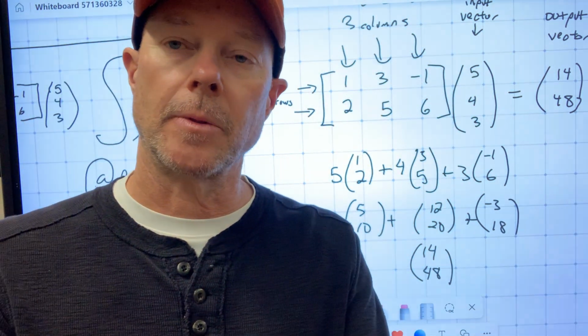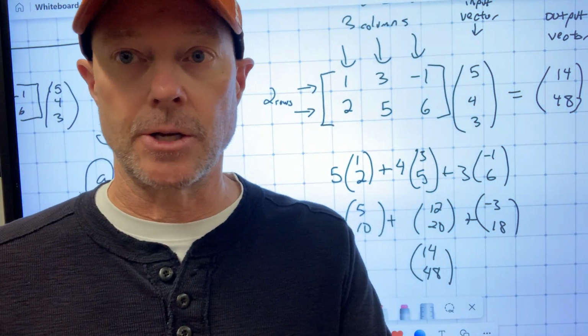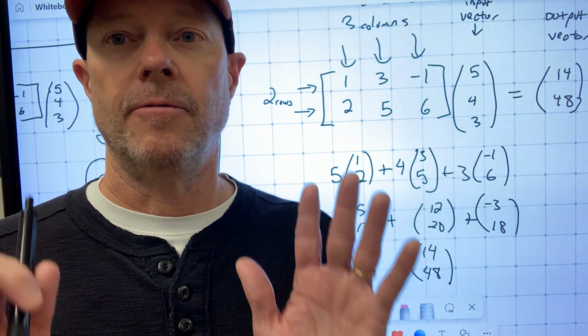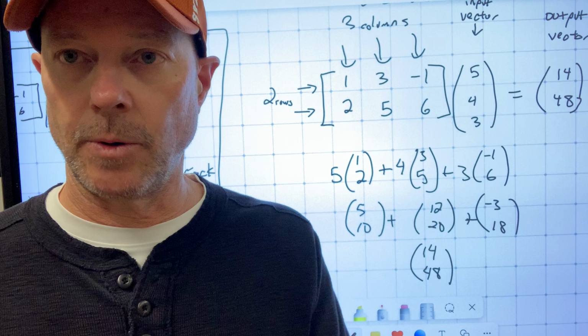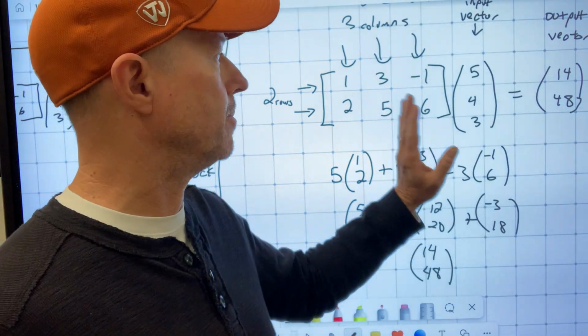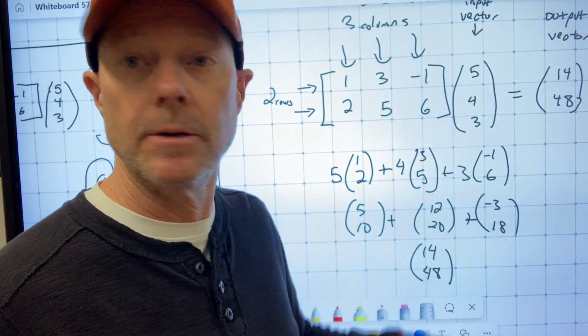Now before I go, let's do matrix multiplication, which is just repeated vector transformation. That's what matrix multiplication is. It's repeated vector transformation. And it's doing this, what we just did, over and over again.